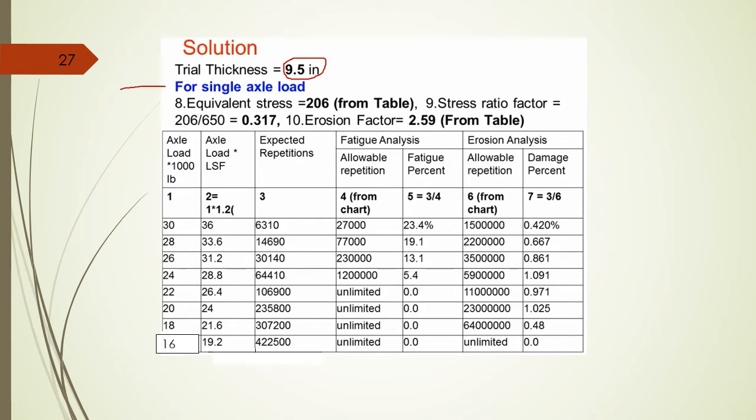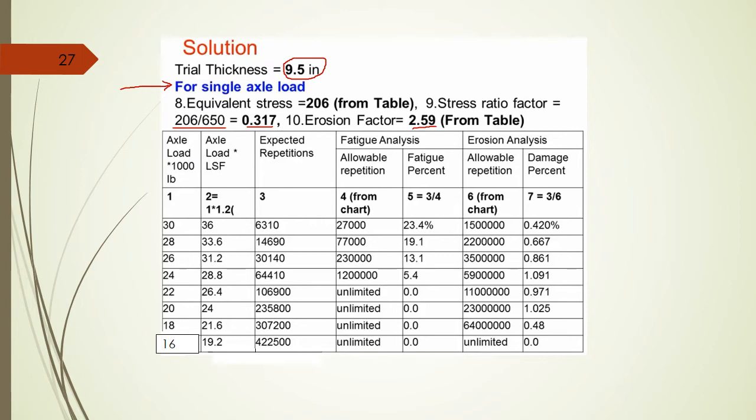First, for single axle load, we will get the equivalent stress by linear interpolation from the table as we did. You will obtain the stress factor for single axle is 206, divided by the modulus of rupture. The stress ratio will be 0.317, and the erosion factor from the table will be 2.59.